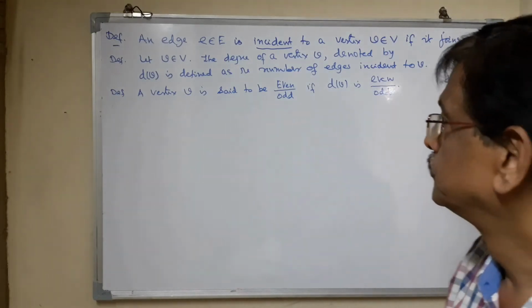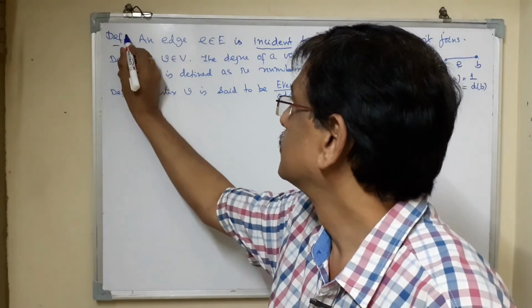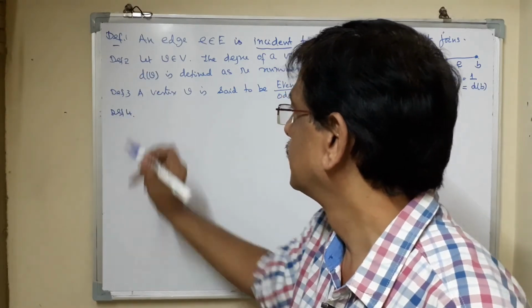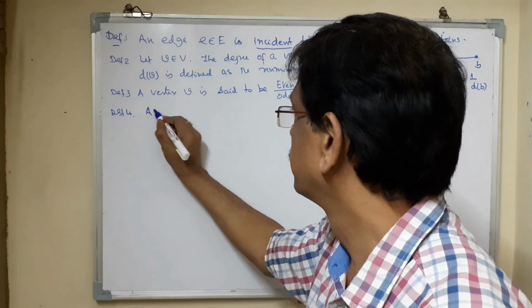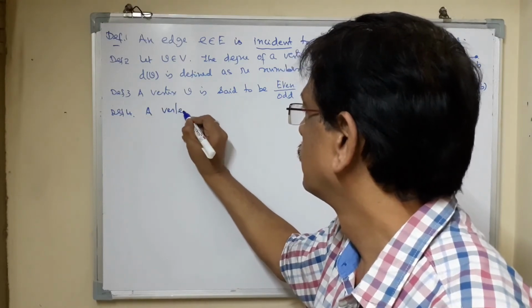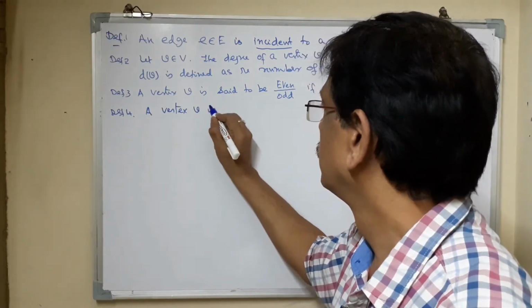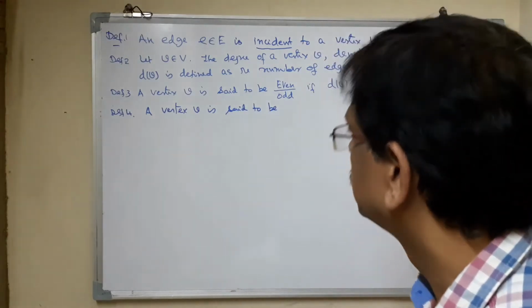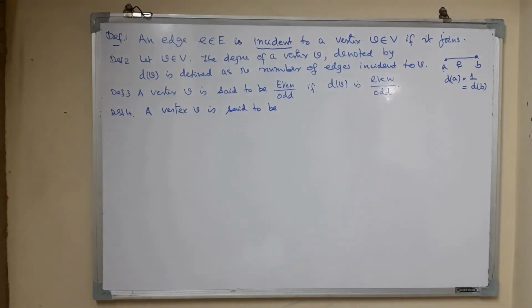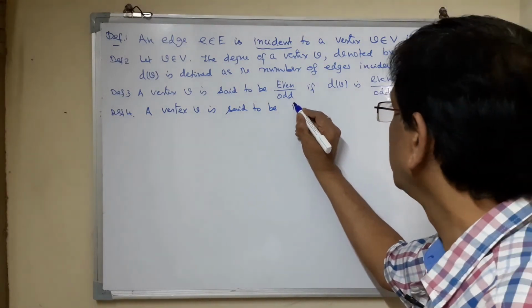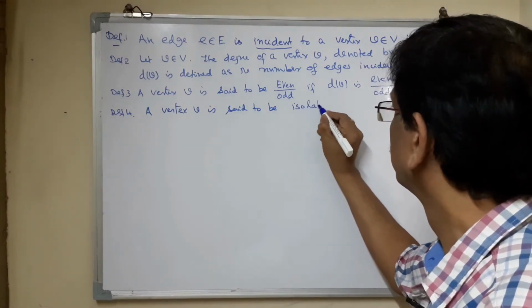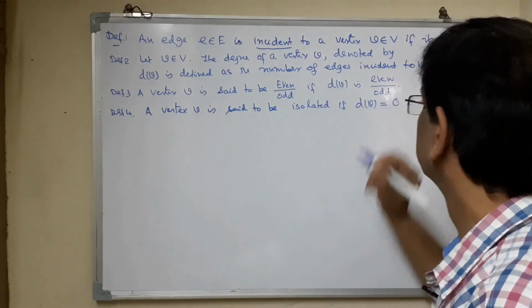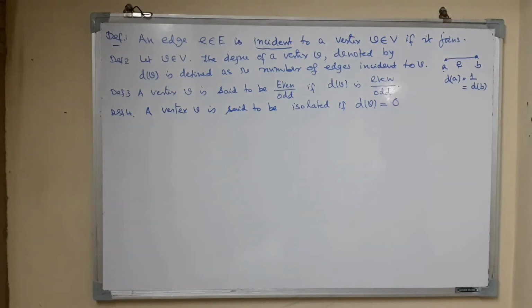Definition 3 and 4: a vertex V is said to be isolated if the degree of V is 0. That's an isolated vertex.